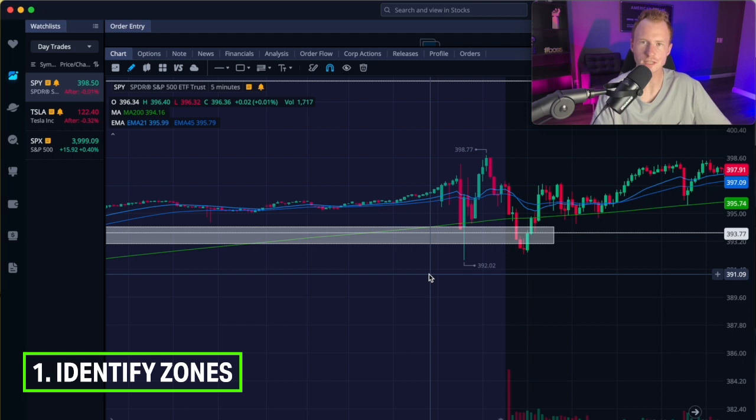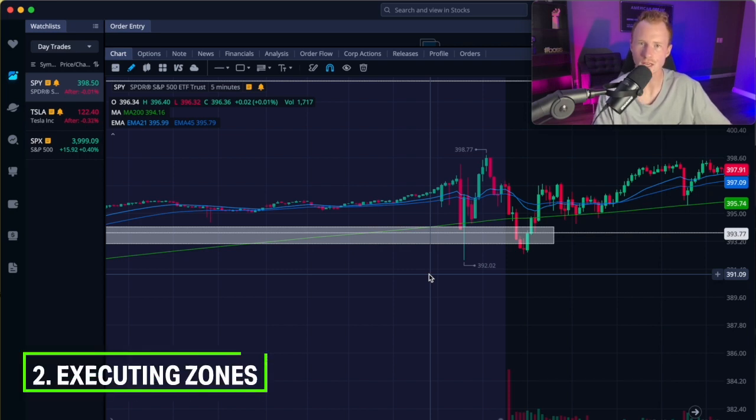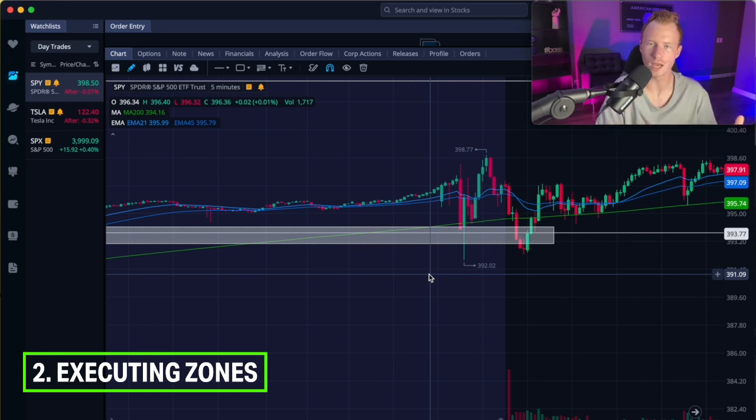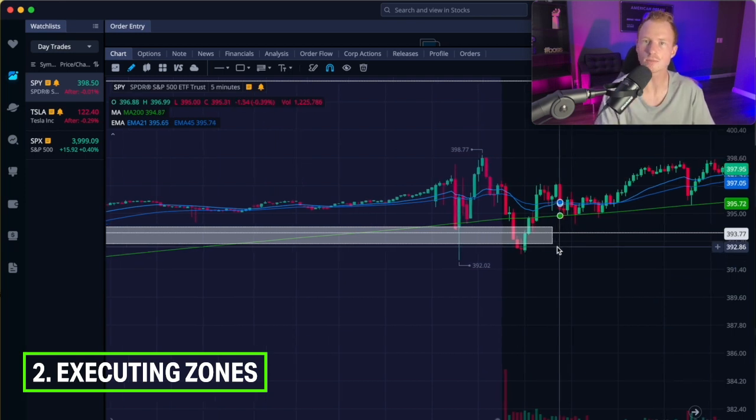Which brings me to the next topic of this video. Once you know how to draw the zones and you're able to identify them, the next step is how can you execute on the zones? And this is almost harder, in my opinion, to do in real time. So when it comes to executing on the zone, what I typically do is I like to start a half position.